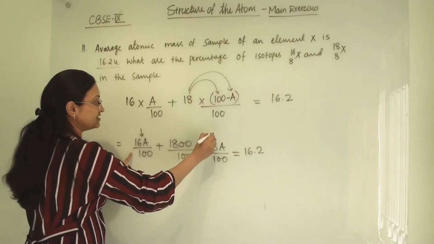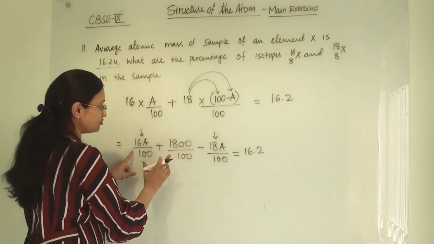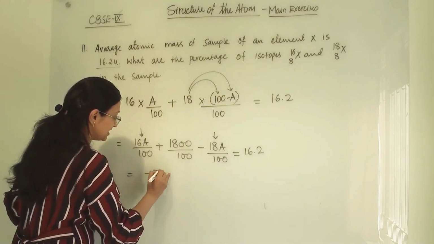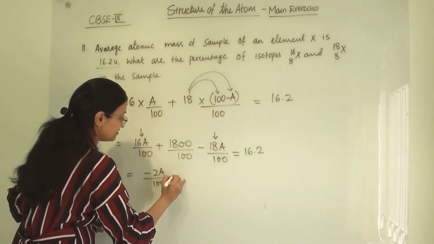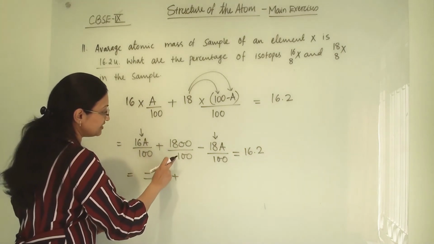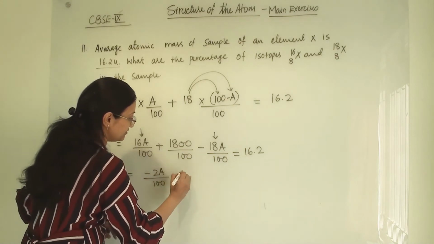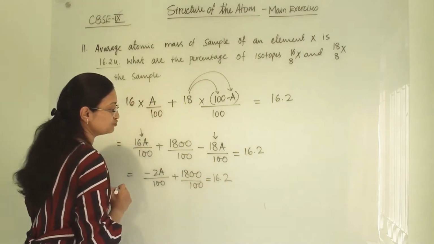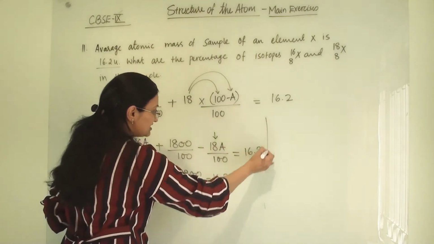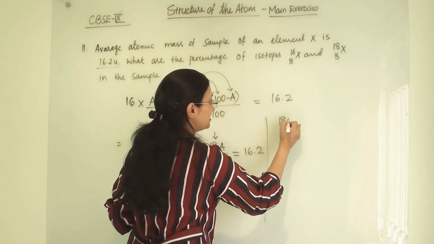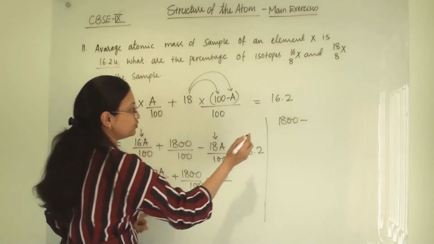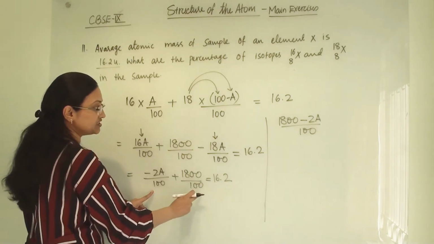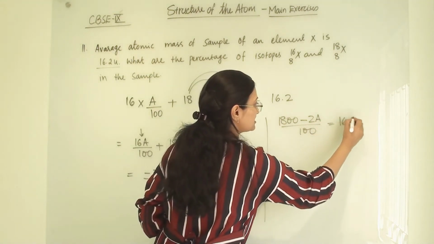So this term and this term are both A, so we can solve this. So here we will get 16 minus 18. So we will get here minus 2A divided by 100 plus 1800 divided by 100, and here we will get 16.2. So here we can simplify this like (1800 minus 2A) divided by 100. Why? Because in both denominators 100 is there, and equals 16.2.